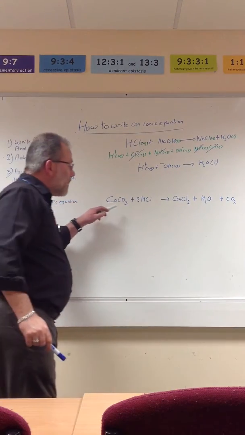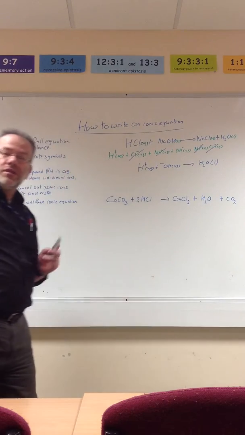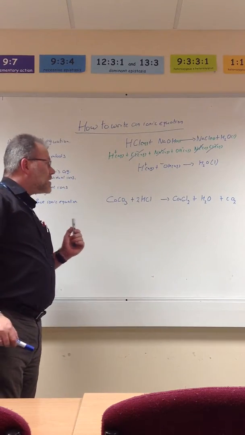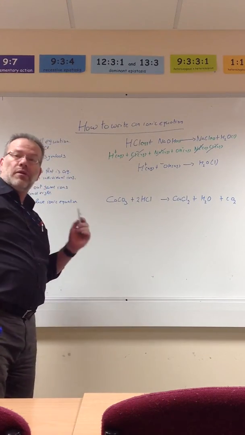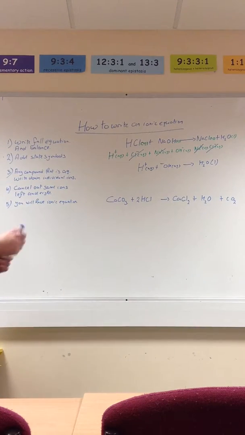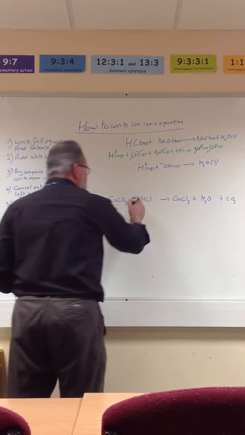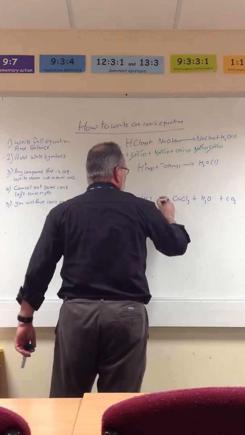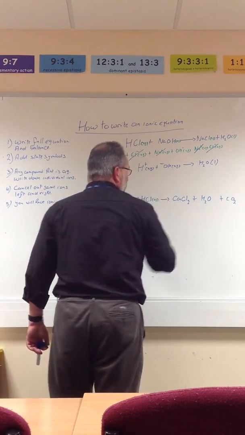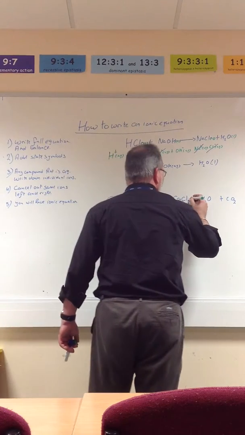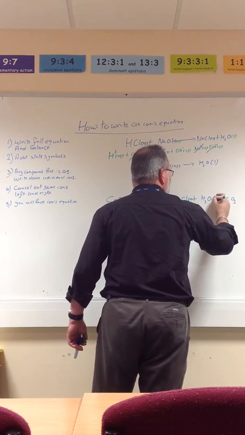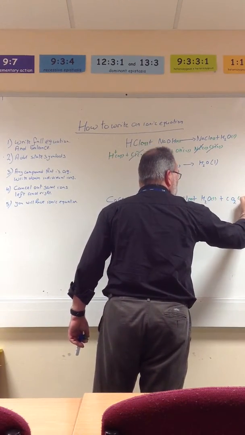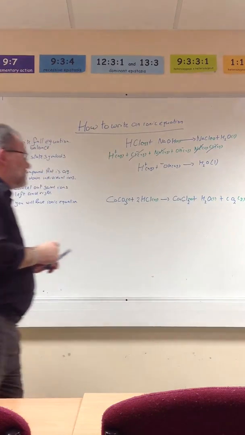I've already balanced this equation. Carbonate plus acid gives you salt, water plus CO2. I need to add state symbols. Calcium carbonate is a solid. Hydrochloric acid will be (aq). Calcium chloride will be (aq). Water will be a liquid. And CO2 will be a gas.